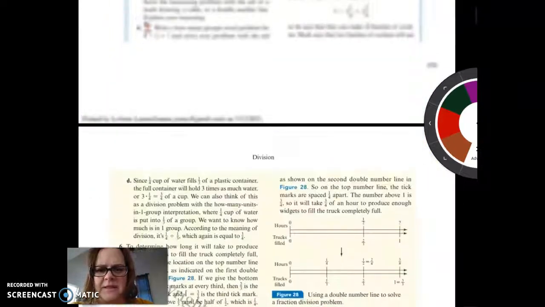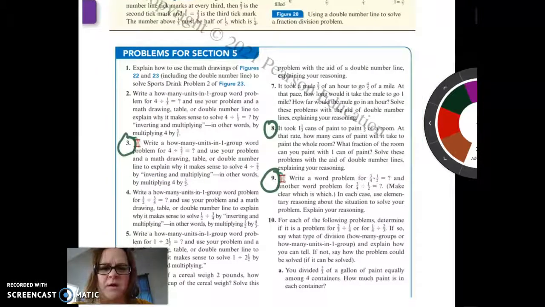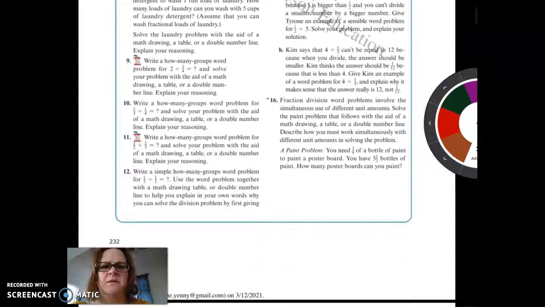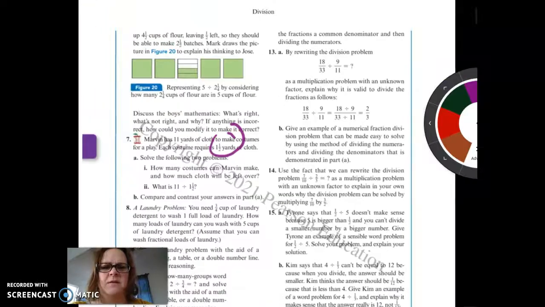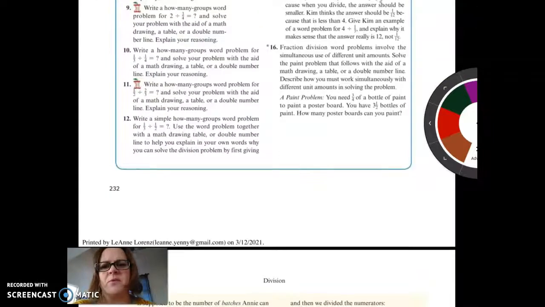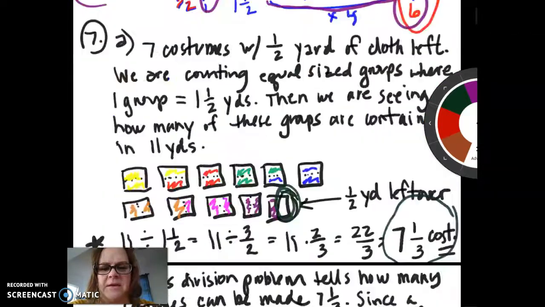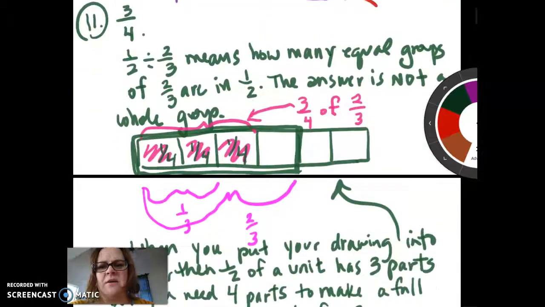All right, number 11 from section 4. I feel like it's up here. Yeah, it is. All right, write a how many groups word problem for a half divided by 2/3. And again, we're going to solve it with a math drawing of some kind. And so what I did here is, well, first I put the answer 3/4, and then I wrote out a half divided by 2/3. It's really important to pause and say, what does this mean? It means how many groups of 2/3 are in a half.